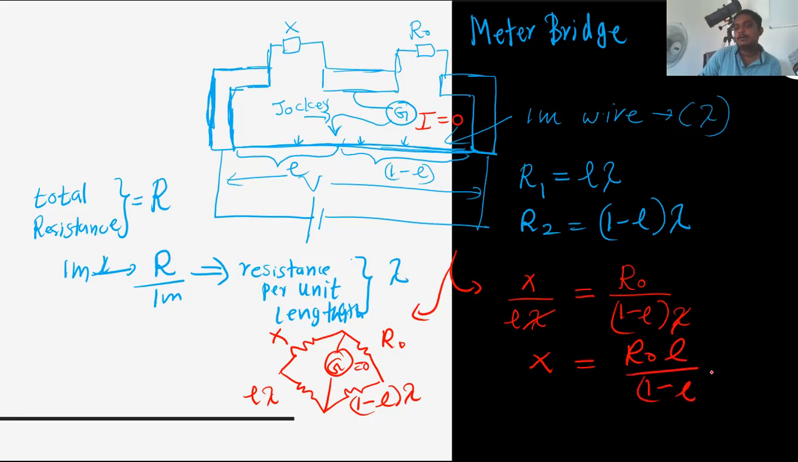So this is how we can find an unknown resistance of a resistor from a meter bridge. All of these notes are in the tutorial. Go through them. If you have any doubt, you can ask again.